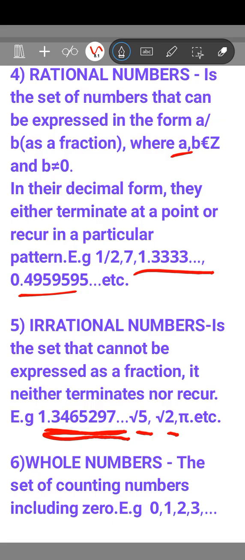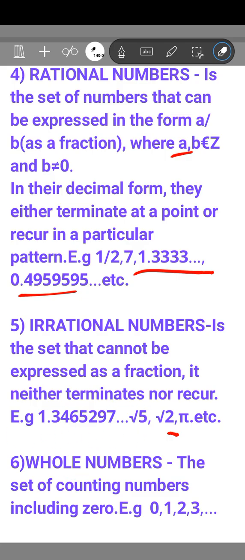Now, square root of 5, if you check the value, you're going to notice that it does not have a recurring loop and it does not terminate at a point. Put simply, the square root of a number that is not a perfect square is irrational. What do I call a perfect square? What I call a perfect square is like 4. The square root of 4 is 2.